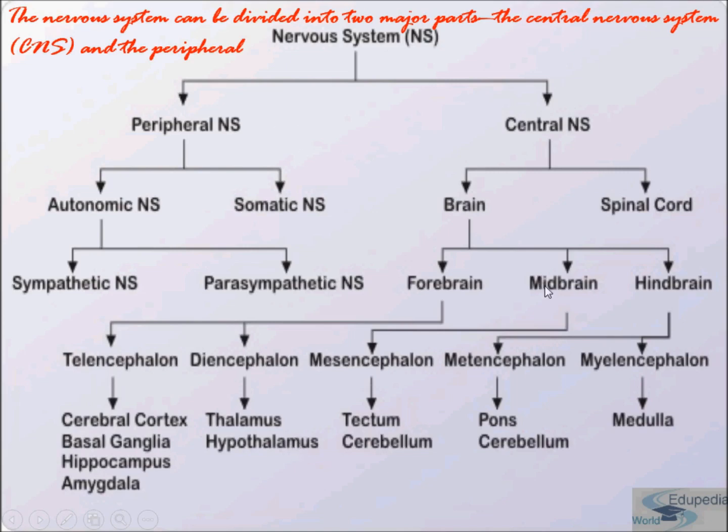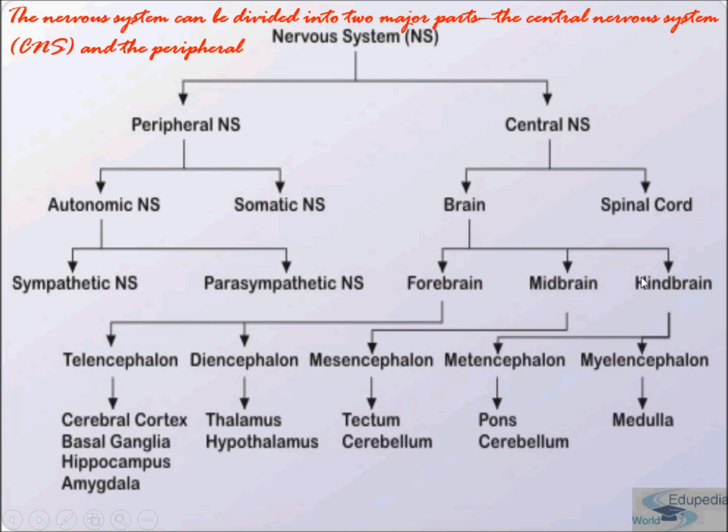Midbrain is also known as mesencephalon, and it has two parts, tectum and cerebellum. Whereas hindbrain is again divided into two parts, and that is metencephalon and myelencephalon. Metencephalon has two parts, pons and cerebellum, whereas myelencephalon has only one part, and that is medulla.